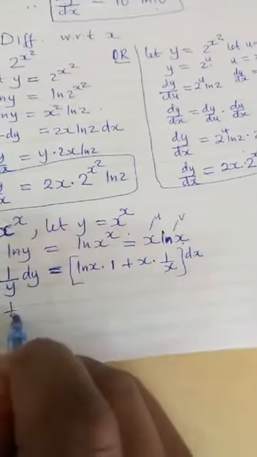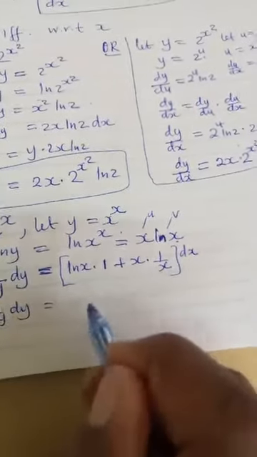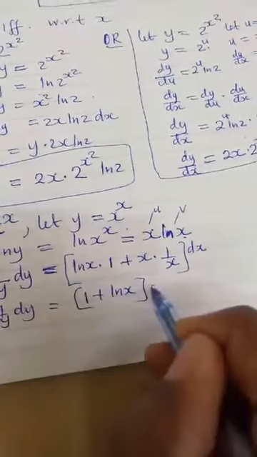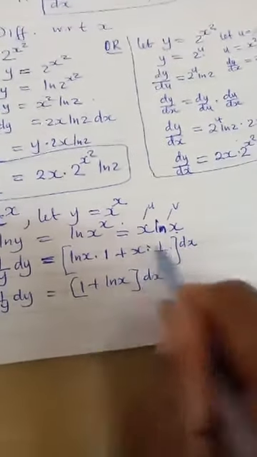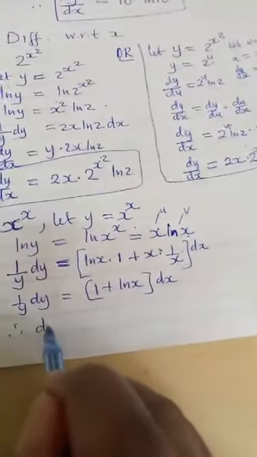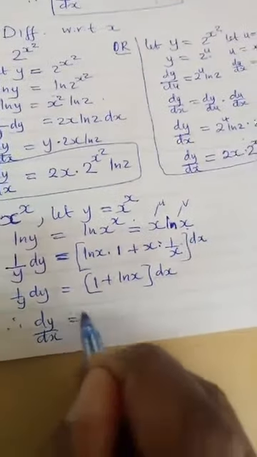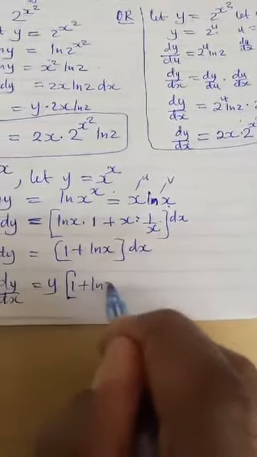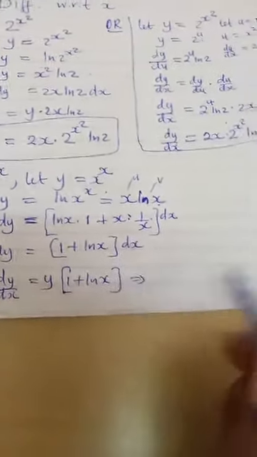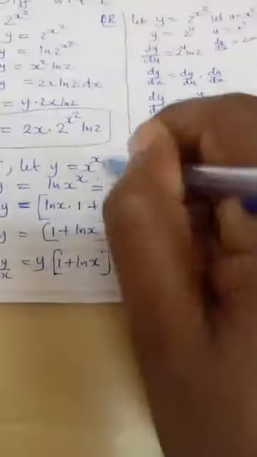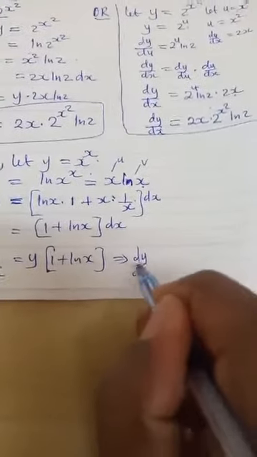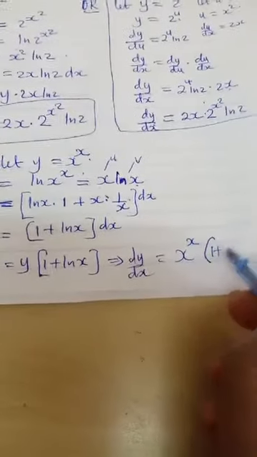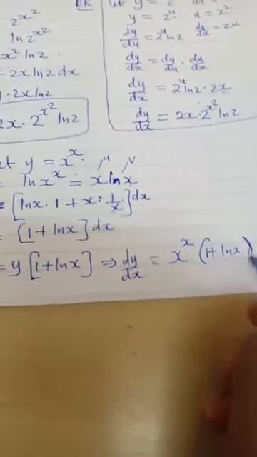So 1 over y dy now becomes 1 plus ln of x dx, because this would be 1. And therefore, the final answer, dy by dx, will be y into 1 plus ln of x, which, when we bring in the value for y, we can conclude and say dy by dx, therefore, is x to the power x into 1 plus ln of x.